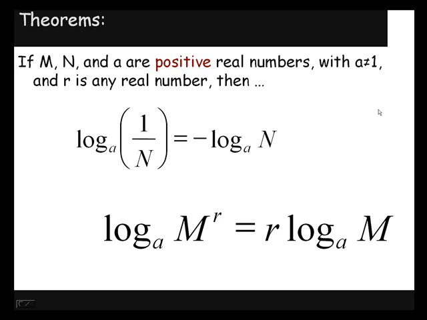Log base a of m to the r, this is a very useful one, is equal to r log base a of m. So it's like this power can fly to the front of the whole log, and it just makes everything easier to work on. Now I just have to be able to figure out log base a of m and then multiply the answer times that value r. So that power kind of flies to the front of a log. That's a really helpful thing.